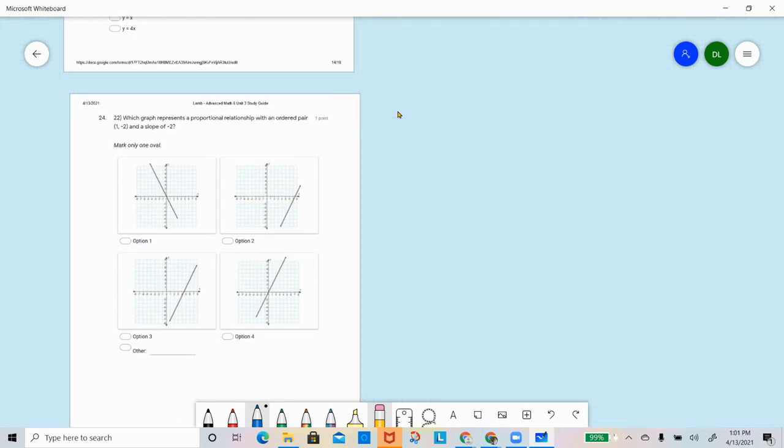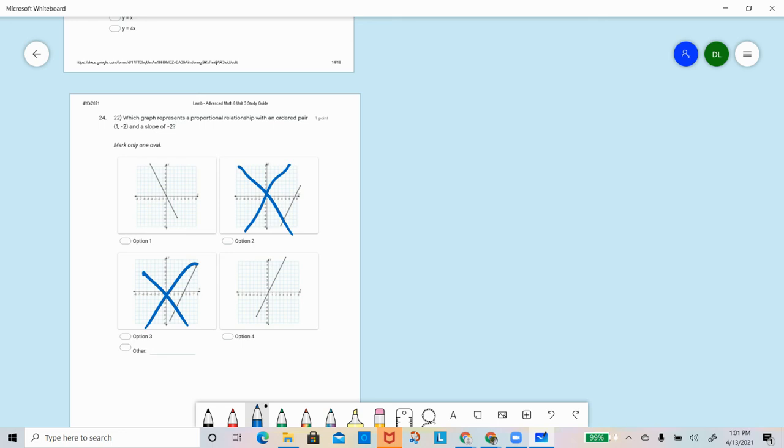Okay, which graph represents a proportional relationship with an ordered pair of (1, -2) and a slope of -2? Well, let's look at this and let's get rid of some graphs. First off, we know it's a proportional relationship. Neither one of those graphs are proportional. They don't go through (0, 0). So the other two do. We're looking for a slope of -2, but we're looking for something that goes through (1, -2).